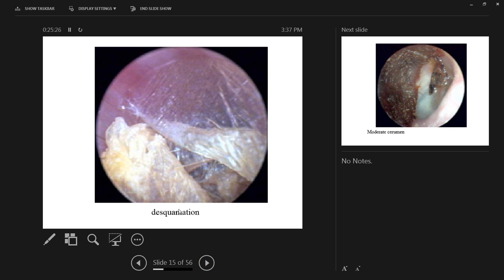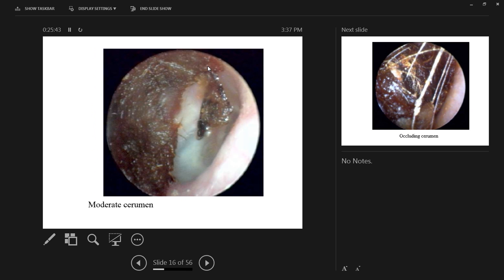So here's an example of wax that's basically really big, like sloughing off of like sheets of skin, what you might refer to as desquamation.